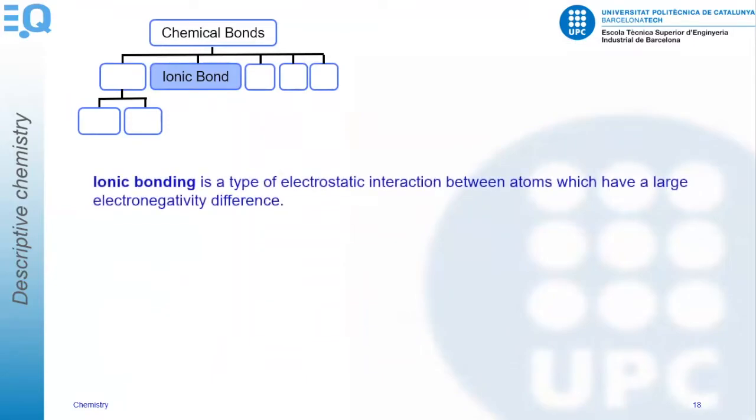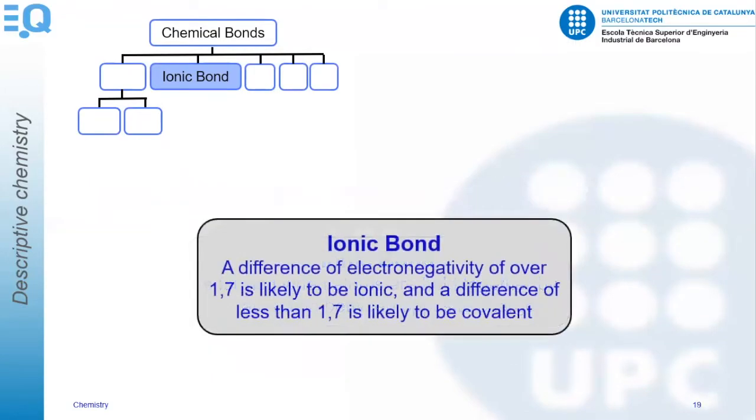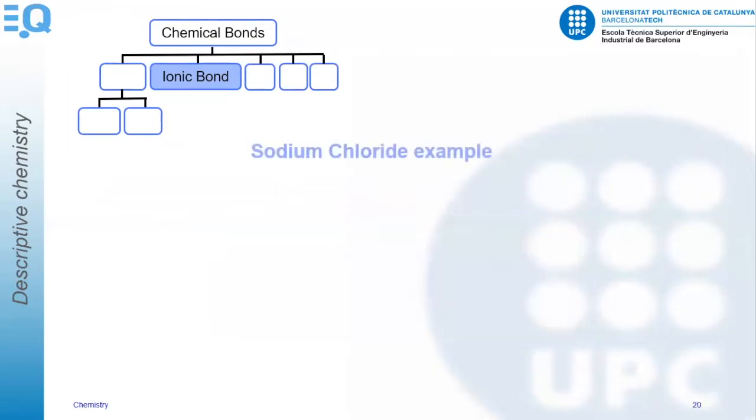Ionic bonds. Ionic bonding is a type of electrostatic interaction between atoms that have a huge electronegativity difference, right? So they are held together by the attraction of opposite charges. If the difference of electronegativity is over 1.7, it is likely to be ionic. But if it's less than 1.7, as we've mentioned before, it will be covalent.